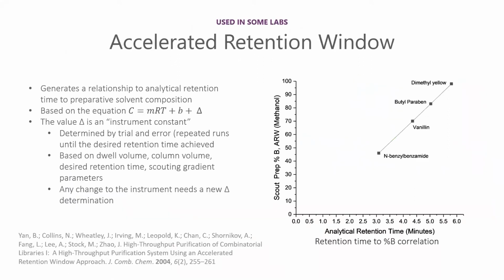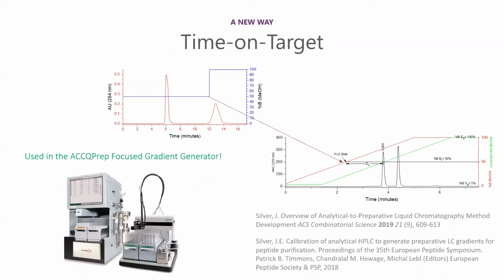Another technique that is sometimes used is the accelerated retention window. C is the solvent composition to elute the compound. RT is the retention time in the scouting run. B and delta are offsets to set the desired retention time and also include gradient delays. It can be very accurate, but a change in analytical, prep system, or scouting gradient requires determination of a new instrument constant.